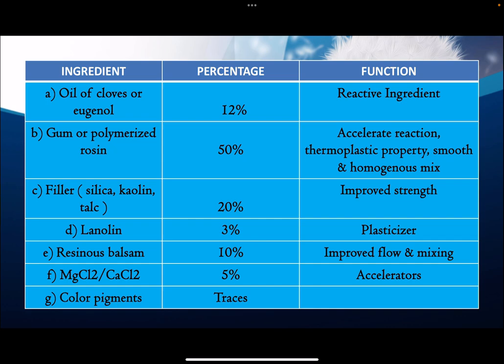20% fillers like silica, kaolin, talc, etc. are added to improve the strength. Lanolin 3% acts as a plasticizer. Resinous balsam in 10% is added to improve the flow and mixing. Magnesium chloride and calcium chloride 5% is added as an accelerator, and color pigments are added in trace amounts.